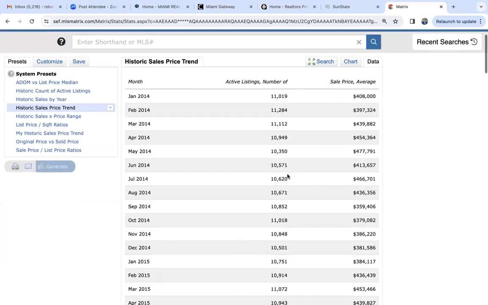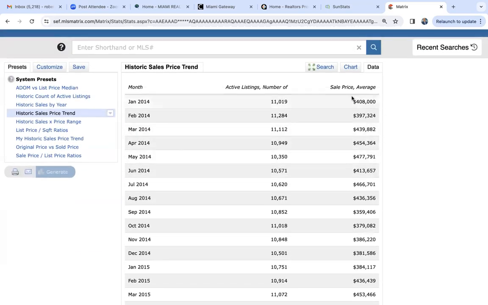All right. So 10 years ago, the median price was, actually that's the average. So let's switch it over to median. You know how to do that? Instead of looking at average, we're going to come over here to where it says customize.